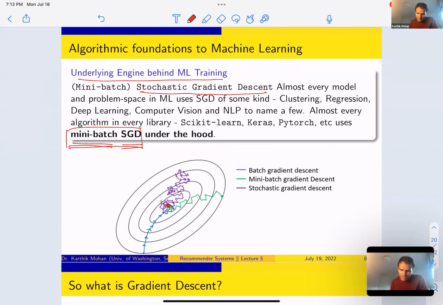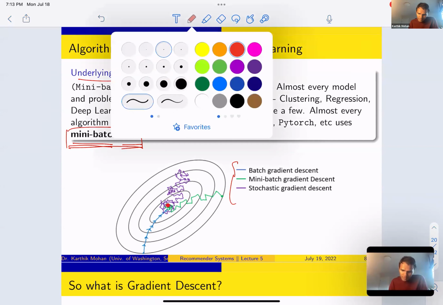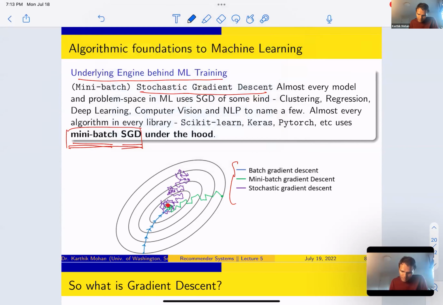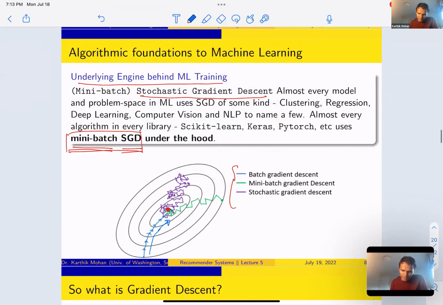So this is a nice pictorial understanding of how you have gradient descent, mini batch gradient descent, and stochastic gradient descent, right? Gradient descent is this blue thing. It goes smoothly from one place to the other. It can zigzag, but it's not going to crazily zigzag.